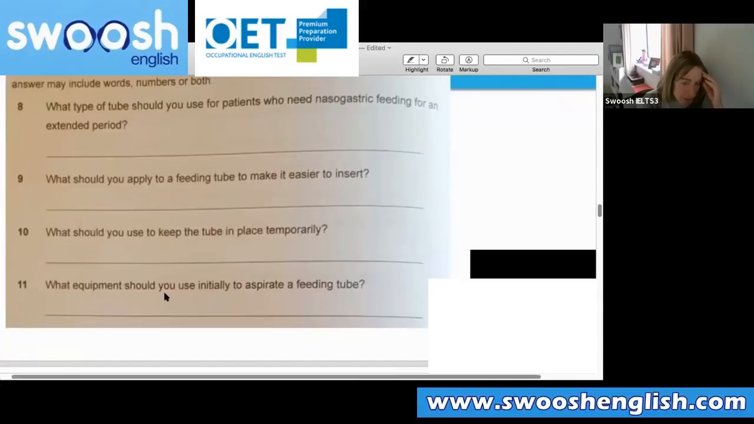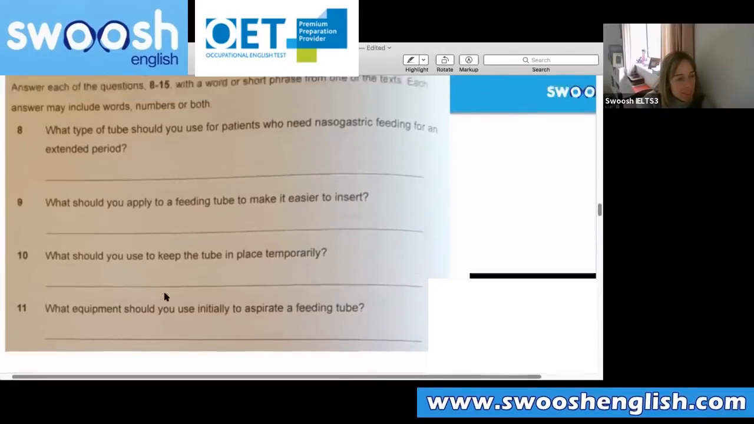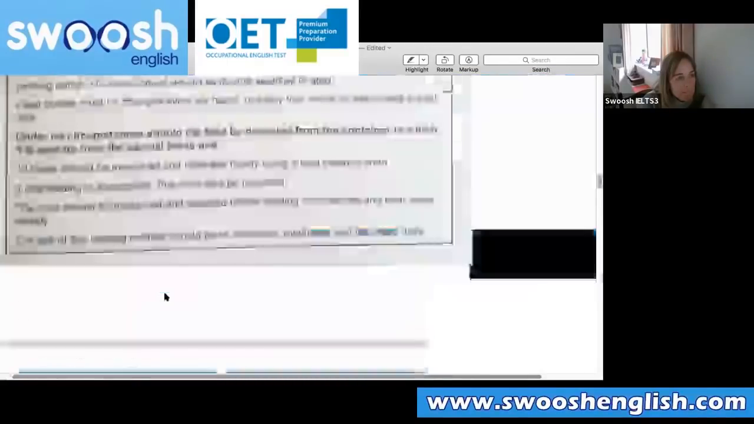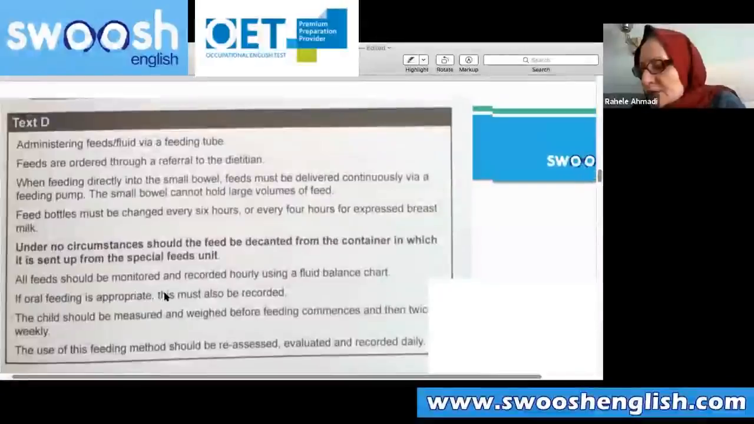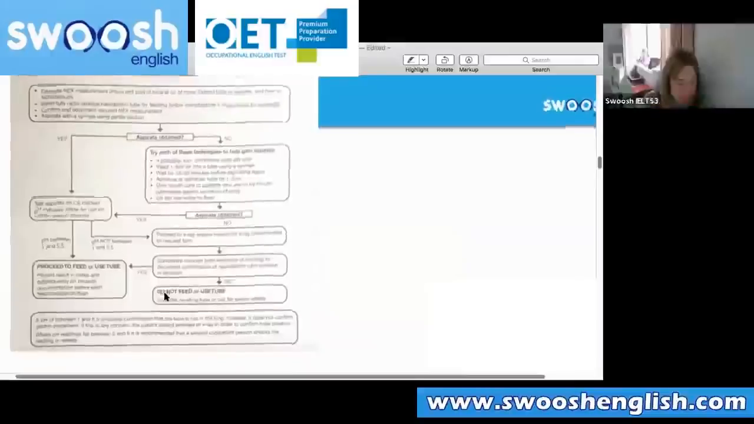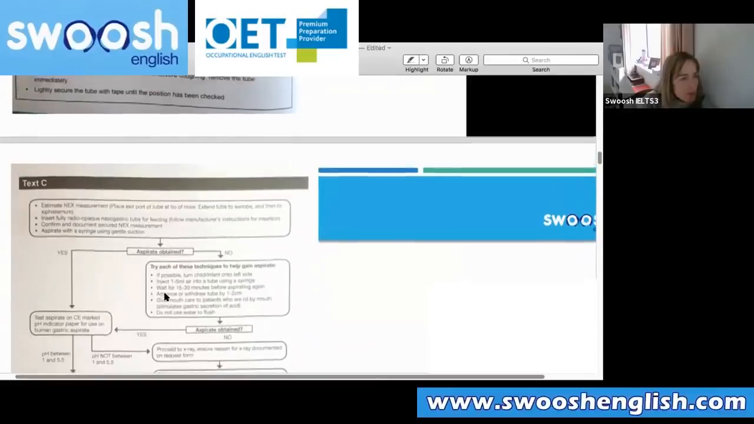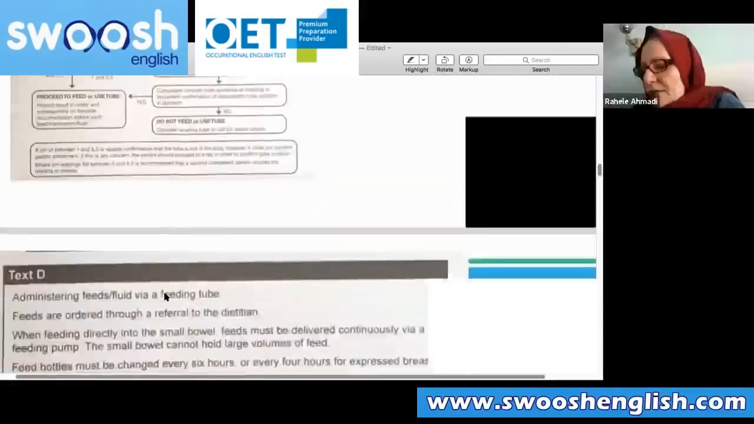Number 11. Rahele, do you want to do this one? I think it's water aspiration. What equipment should you use initially to aspirate a feeding tube? Syringe. Okay, and which text? It's mentioned in text B and A. Both of them? Really? Why did I write no? No, it's not. Actually, I found it's maybe C.